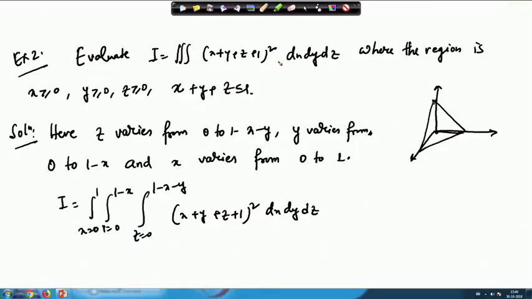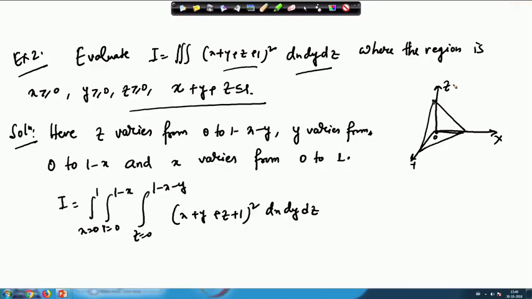So we started with basically this example here. Evaluate I equals to the integral of (x square plus y square plus z plus 1) whole square dx dy dz, which is basically the volume element, where the region is given by this here. So this one was basically our region of integration.